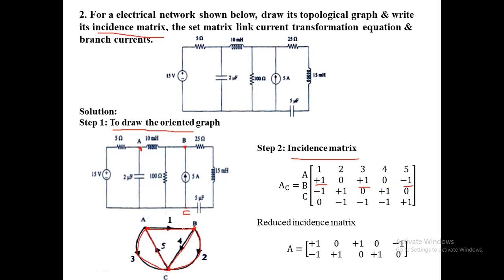Similarly for B: consider node B, branch 1 is towards the node, we put -1. Then branch 2 is away from the node, we put +1. Then branch 4 is away from the node, we put +1. Then node C: branch 4 is towards the node, branch 2 is towards the node, branch 3 is towards the node. For that we put -1, and then branch 5 only is away from the node, we put +1. Then from this incidence matrix we have to write the reduced incidence matrix. For that we just have to remove the last row. The remainder represents the reduced incidence matrix.